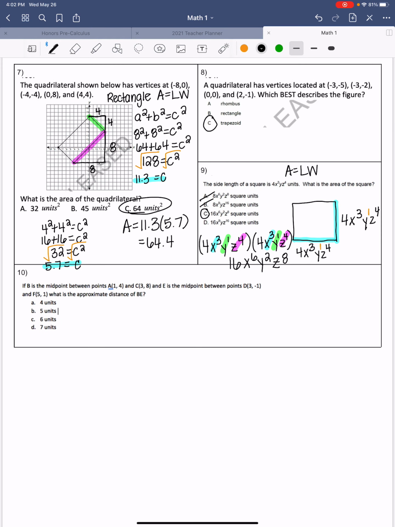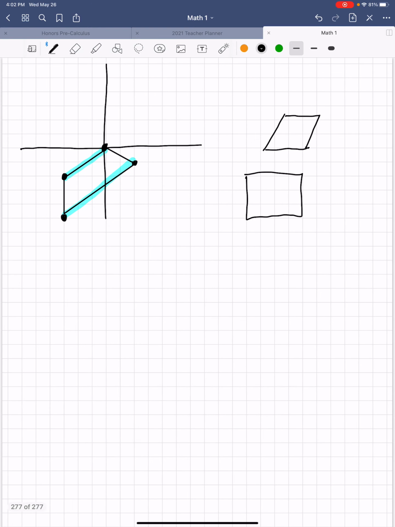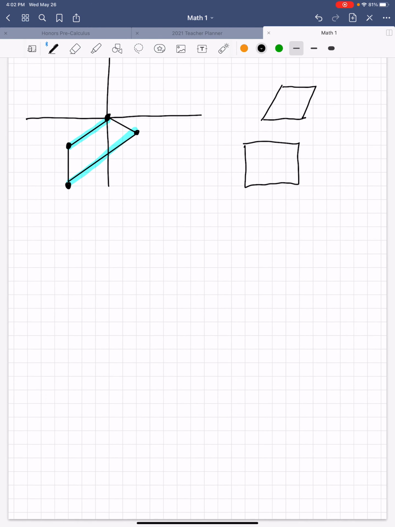All right, so for the last problem, it says if B is a midpoint between A, which is at 1, 4, and C is 3, 8, E is the midpoint between these other 2 points, approximate the distance of BE. So really, we most definitely want to draw a figure here. So I'm just going to screenshot this.